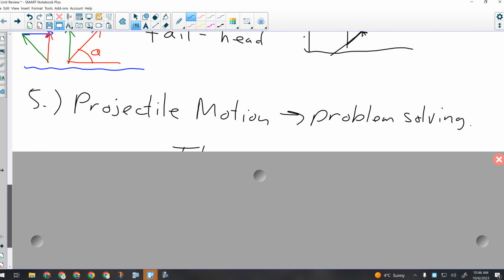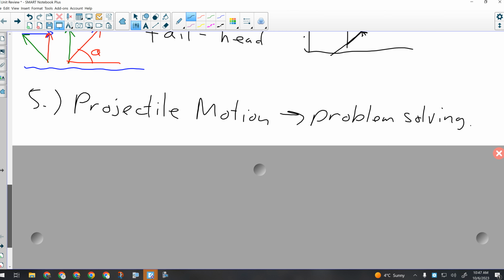And then projectile motion problem solving. I already told you yesterday, one of each. There's one projected horizontally, there's one projected at an angle. They're the first two questions on the test.